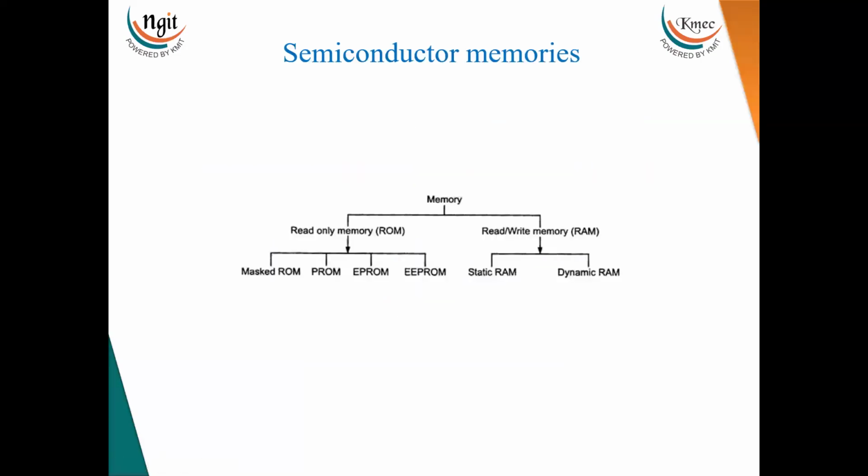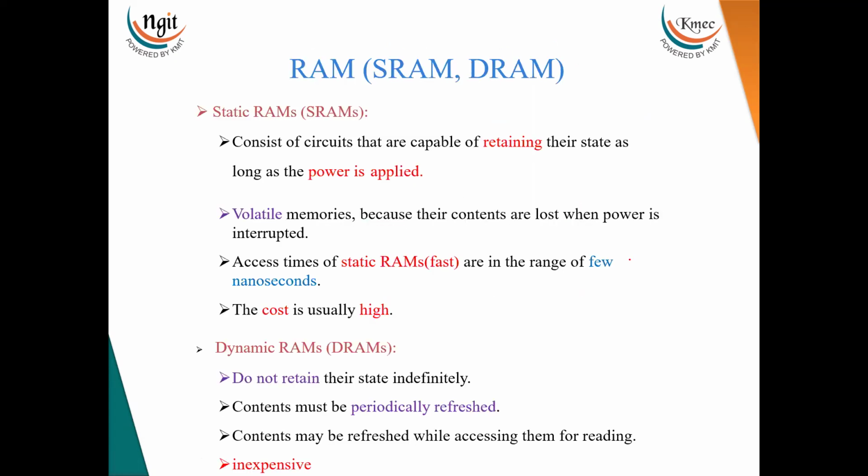In this lecture, we will study the types of RAM memory. Now here we can see that read write memory or random access memory are divided into two types. One is a static RAM and another one is a dynamic RAM. So what is static RAM?